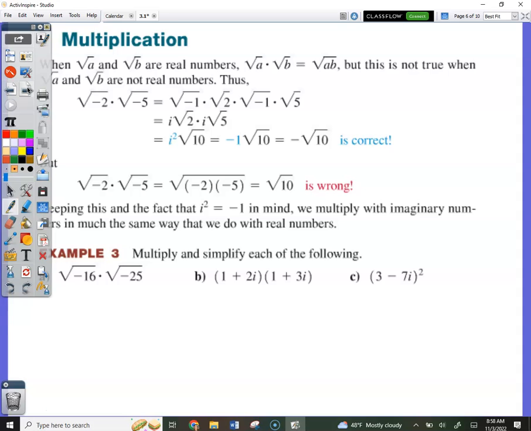I don't think we need to practice any more addition and subtraction. What do you think? I think we're good. Okay, let's go to multiplication.